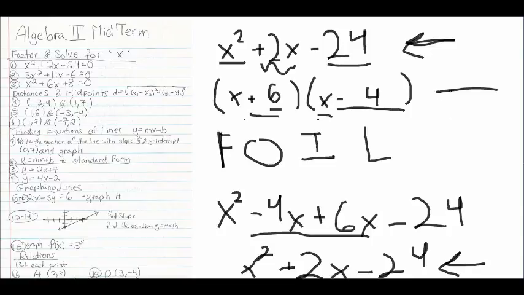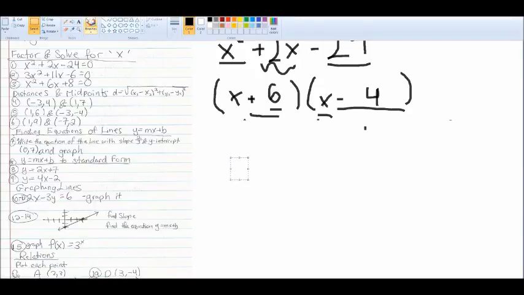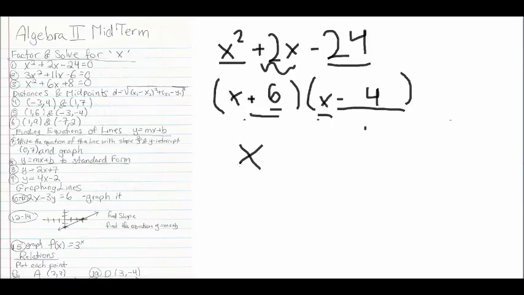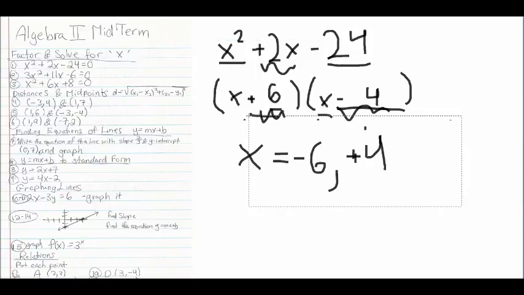If you notice, this polynomial and this polynomial are the same, which means the binomials that we came up with have to be correct. But we're not done from there. Now that we know that is correct, we have to solve for x. So x will be the opposite of whatever is in the binomial. The opposite of plus 6 is negative 6, and the opposite of negative 4 is positive 4. And that is the answer for number 1.